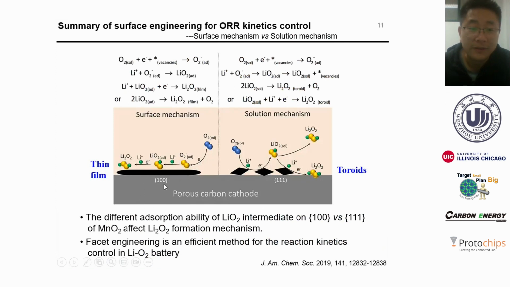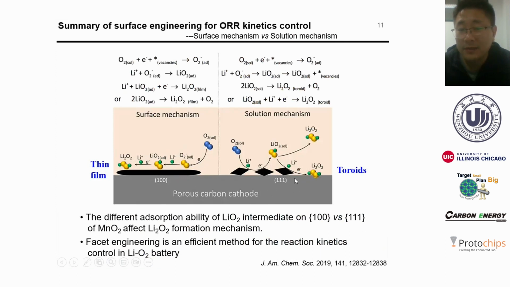On the 100 surface, which has a strong adsorption capability to the superoxygen ions, it will tightly bond the as-formed lithium superoxide on the surface of the 100, which means that at the next stage it can be further reduced to lithium peroxide that is uniformly covered on the surface of the 100.